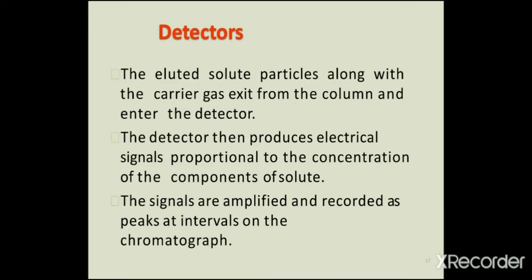So the eluted solute particles along with the carrier gas will exit from the column and enter into the detector. The detector then produces electrical signals which will be proportional to the concentration of the components of the solute. So this detector will produce an electrical signal, and these electrical signals will be proportional to the concentration of the components of the solute. So we can get to know the concentration.